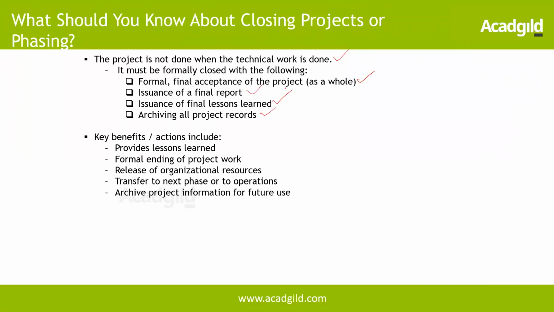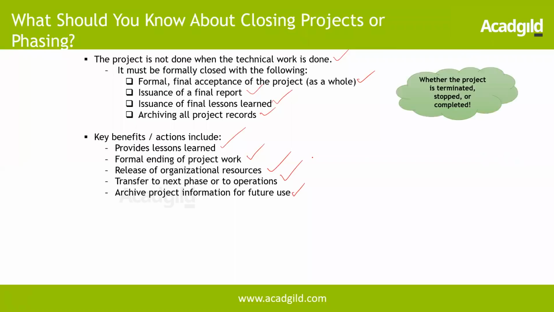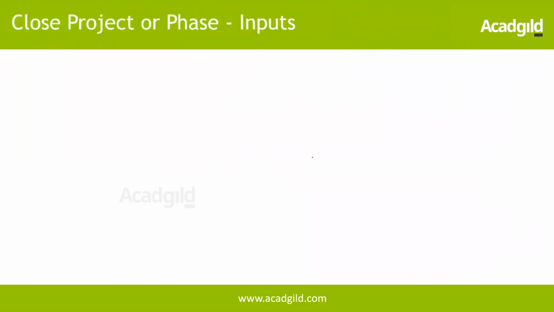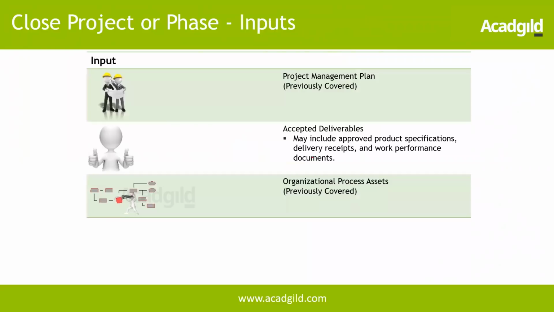And what are the key benefits or actions? Providing lessons learned, formal ending of project work, release of organizational resources, transfer to the next phase or to operations, and archiving project information for future project use. These are the key benefits that this process brings about. Whether the project is terminated, stopped or completed, this process will be invoked. So for close project or phase, the inputs, tools and techniques are going to be the same as we have already seen.